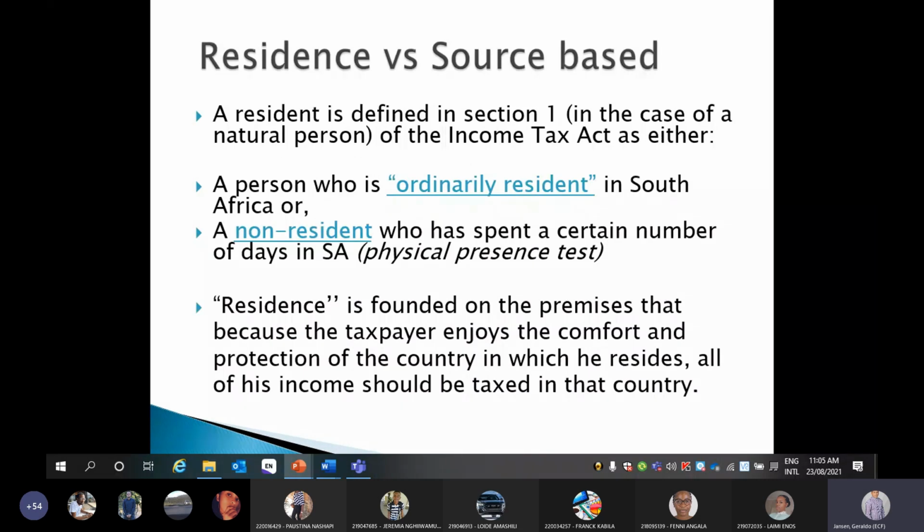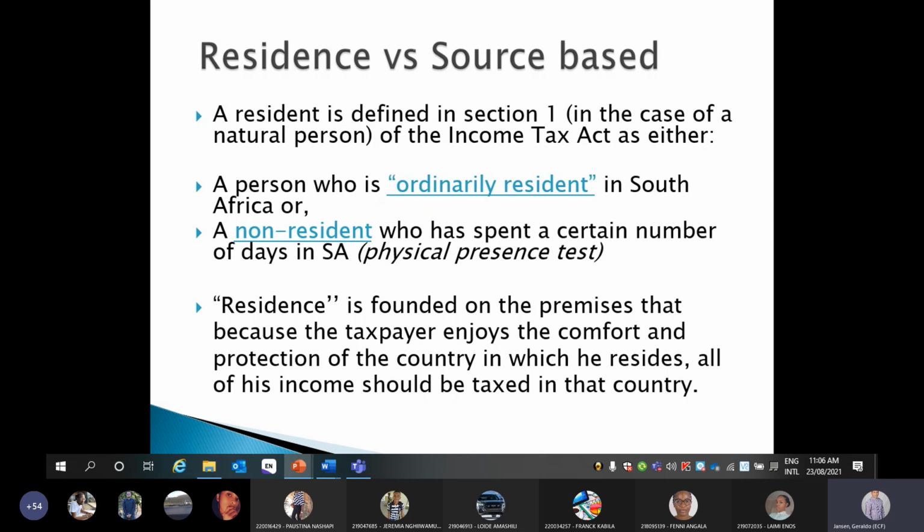Now guys, let's look at the difference between the residence and source again. Residence versus source-based tax systems. Now, a resident is defined in Section 1 of the Income Tax Act, in the case of a natural person, as either, so this is how they define a resident in the Income Tax Act in Section 1, a person who is ordinarily resident in South Africa, or a non-resident who has spent a certain number of days in South Africa, and often we call this the physical presence test.